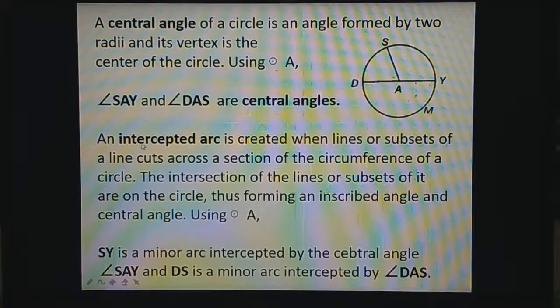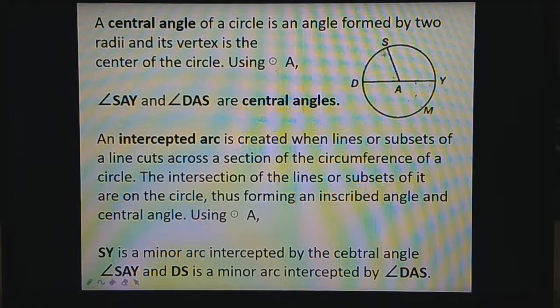Next, an intercepted arc is created when lines or subsets of a line cut across a section of the circumference of a circle. The intersection of a line or subset of it are on the circle, thus forming an inscribed angle and central angle. So, dito sa circle na to, central angle yung illustration natin, nag-intercept siya ng arc. So, yung in-intercept niyang arc, yun yung tinatawag nating intercepted arc.